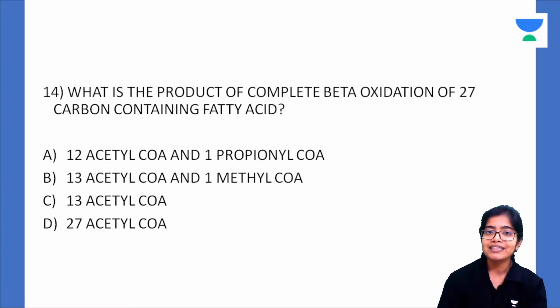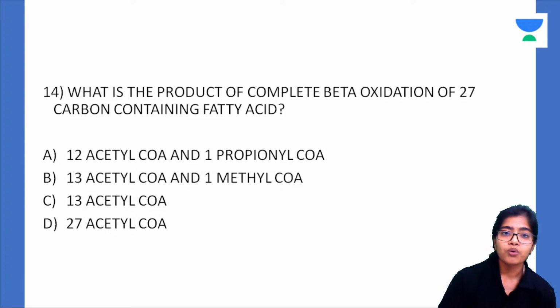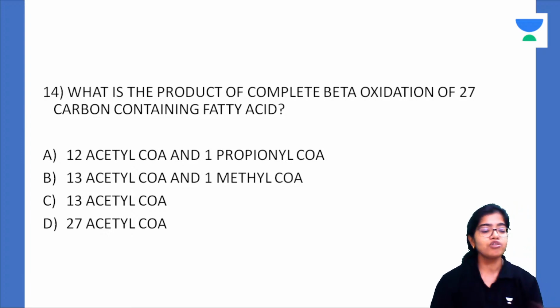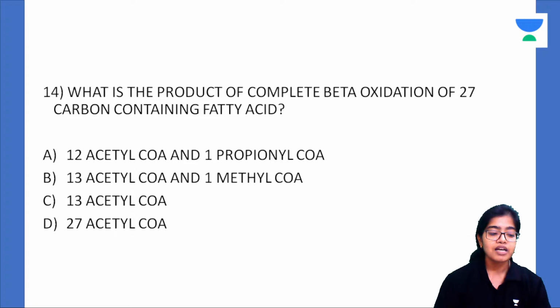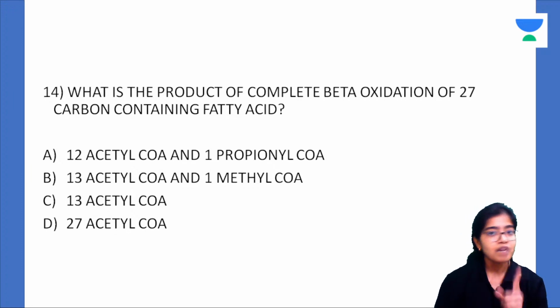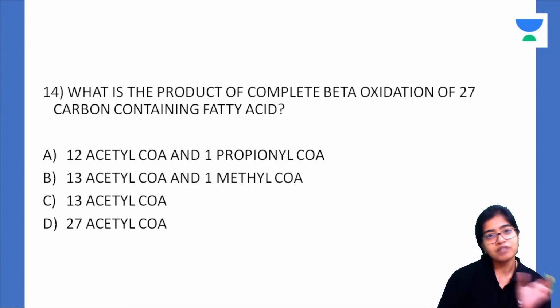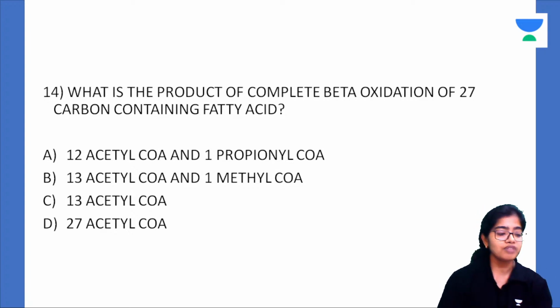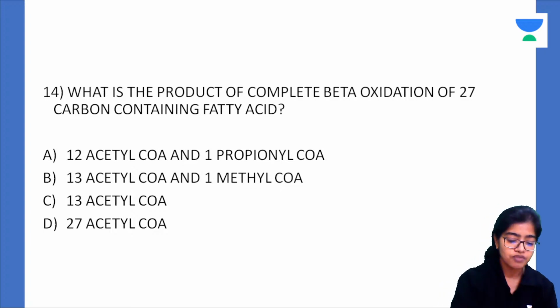27 minus 3 is 24. These 24 carbons are now what? Even number. So these 24 carbons are then successively broken down into 2 carbon containing acetyl CoA. 24 divided by 2 will give 12. So 12 acetyl CoA and 1 propionyl CoA. This is true for every odd number of carbon containing fatty acid. 1 propionyl CoA will be removed, converting it into an even number, and that can be divided by 2 to reveal the amount of acetyl CoA that is formed.